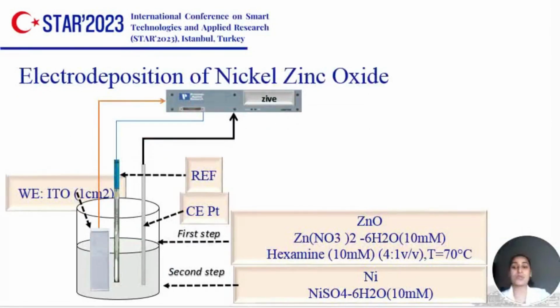To electrodeposit the nickel zinc oxide, we used a 3-electrode cell: platinum as a counter electrode, saturated calomel electrode as a reference, and indium tin oxide, nickel, and graphite substrates as working electrodes connected to the potentiostat galvanostat. The composition of the first bath was zinc nitrate and hexamine. The second bath was nickel sulfate. In this work, we are interested in studying the nucleation and behavior of the materials and comparing the performances of nickel zinc oxide material electrodeposited on different substrates.